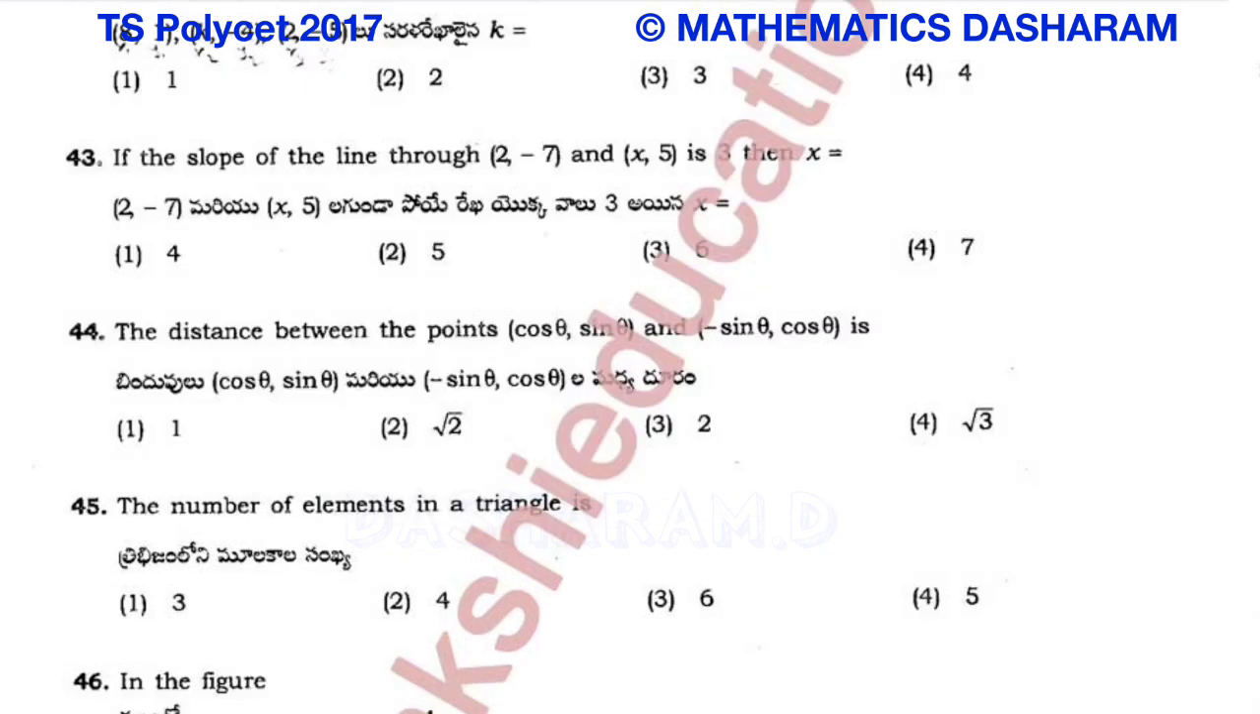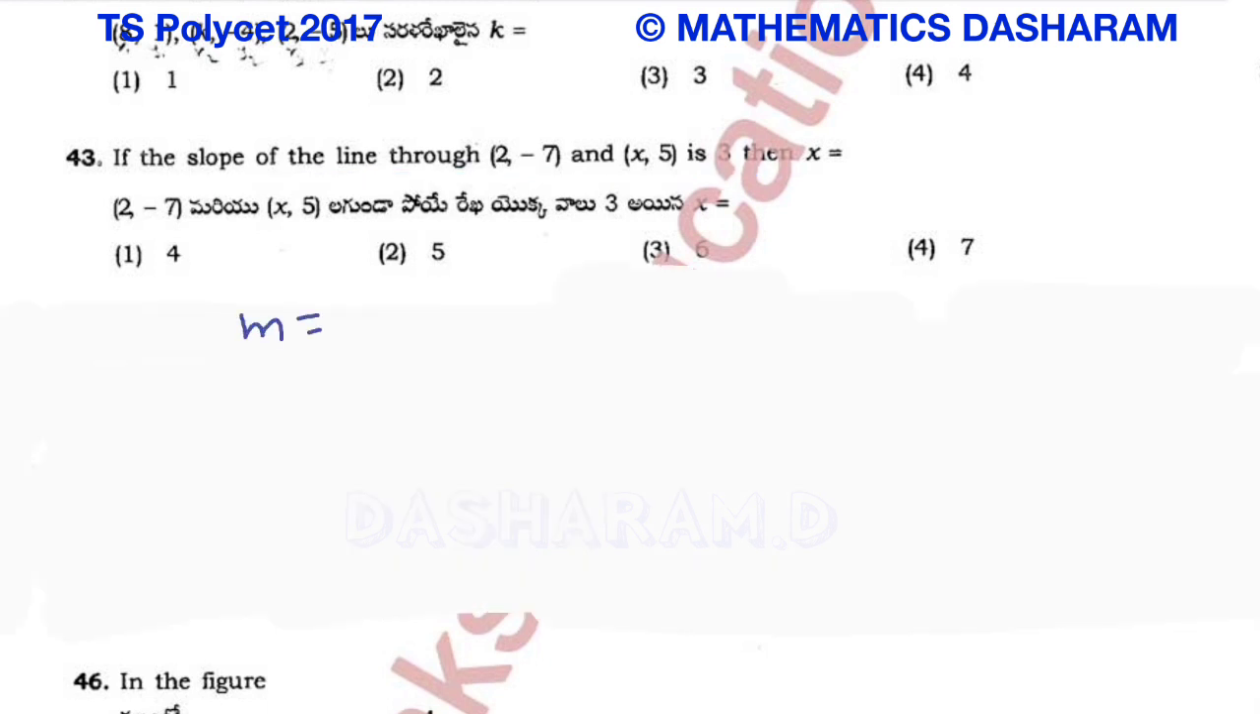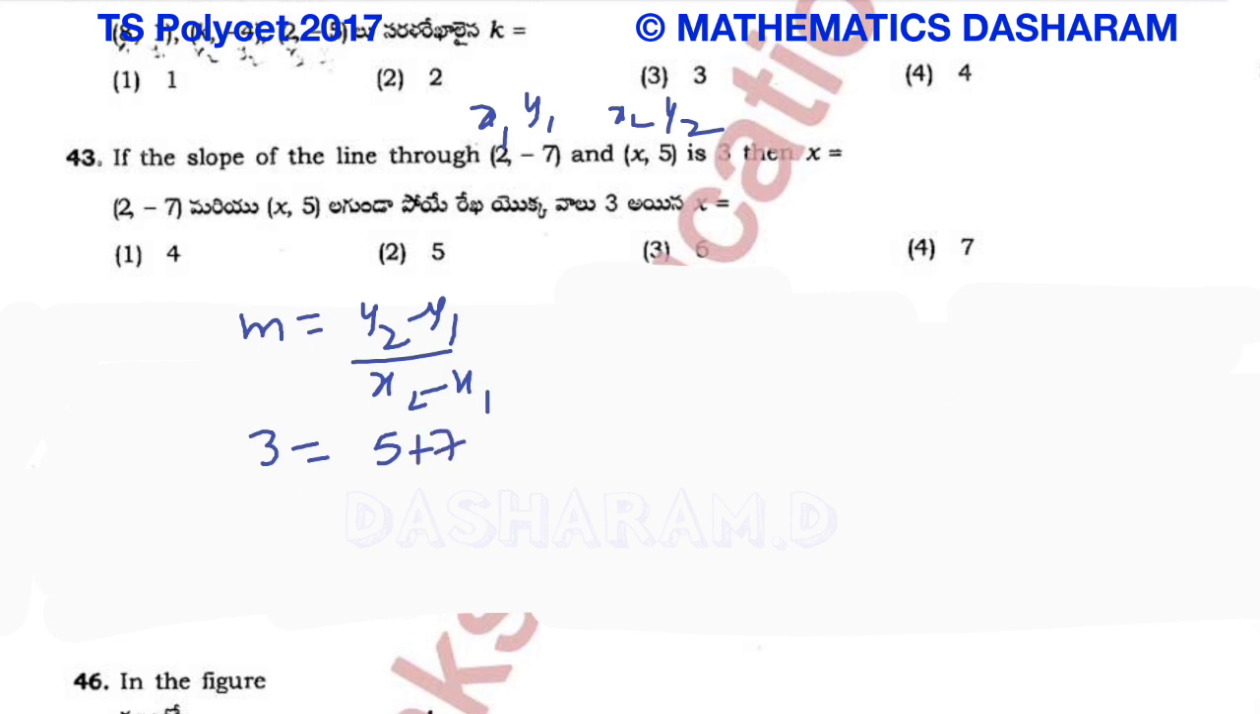Next, the 43rd question. If the slope of the line through 2 comma minus 7 and x comma 5 is 3, then what is the x value? So the slope of the line m equals y2 minus y1 divided by x2 minus x1. The slope given is 3. This is x1 y1, so this is x2 y2. The y2 value is 5 and the y1 value is minus 7, so minus of minus plus 7. The x2 value is x and the x1 value is 2. So 3 equal to 5 plus 7, 12, divided by x minus 2.